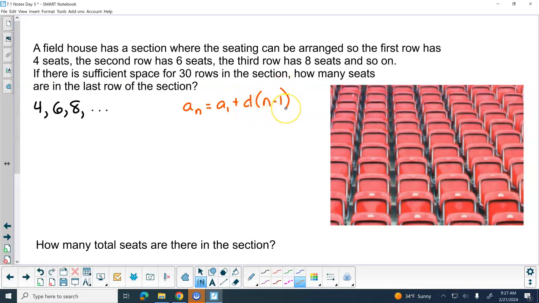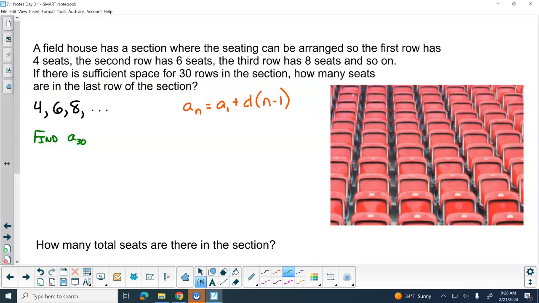Okay? So that formula was Thursday's formula, right? Thursday's formula told us that we can use it to find any term in the sequence. So if we can find any term, we need to find which term. We're looking for the 30th term because we have 30 rows in our section, so we need to find A sub 30.